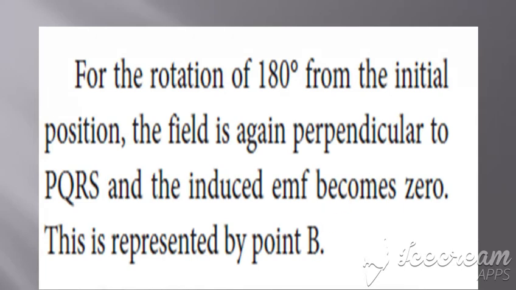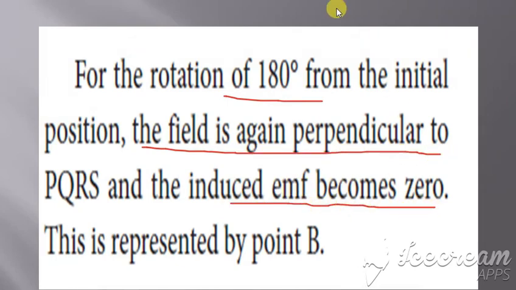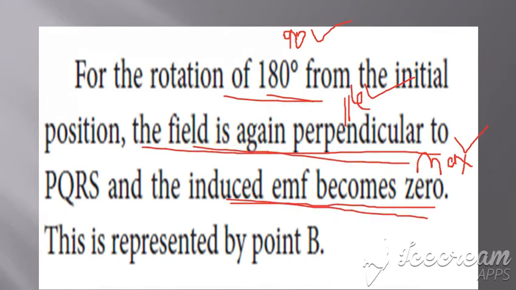Next is when the coil is at 180 degrees. At 180 degrees the field is perpendicular, and the EMF is 0. What did we see in the first condition? We saw 90 degrees. At 90 degrees the field was parallel to us, and the induced EMF was maximum. So for 90 degrees, the field is parallel and the induced EMF is maximum. At 180 degrees, the field is perpendicular and the EMF is 0.